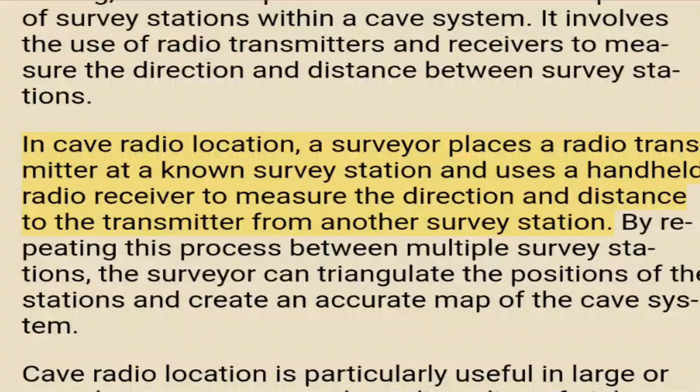In cave radiolocation, a surveyor places a radio transmitter at a known survey station and uses a handheld radio receiver to measure the direction and distance to the transmitter from another survey station. By repeating this process between multiple survey stations, the surveyor can triangulate the positions of the stations and create an accurate map of the cave system.